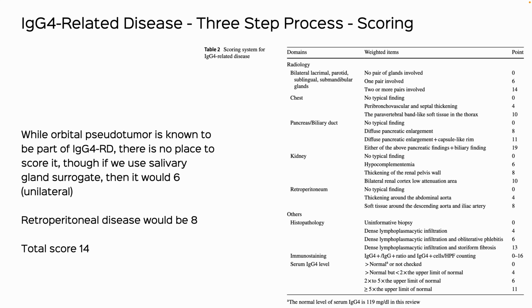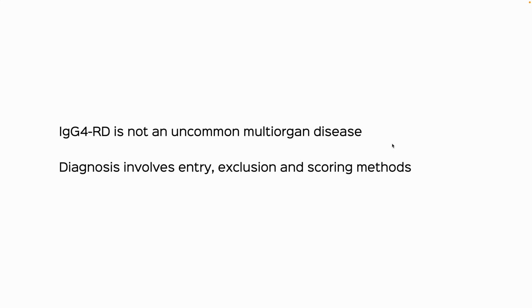so that we can get a score above 20. Now, we know that all of the rest is normal. There's nothing in the lungs, etc., and therefore there's no point doing any further radiologic testing. But look at the importance of radiology in making a diagnosis of IgG4 related disease.